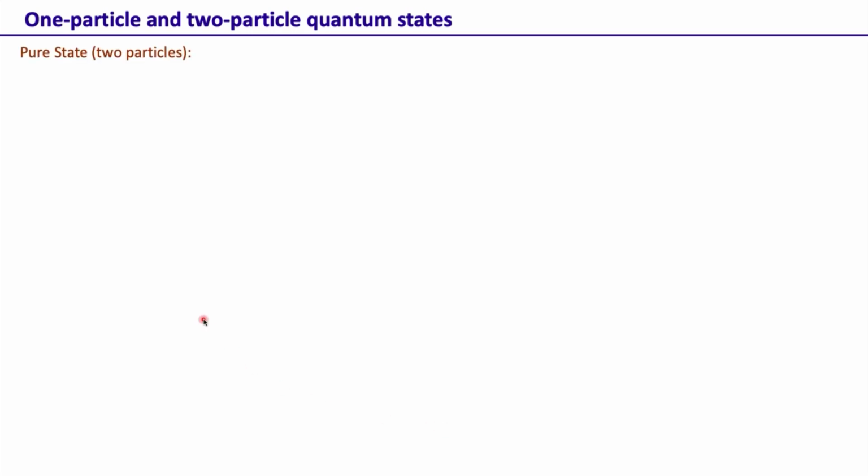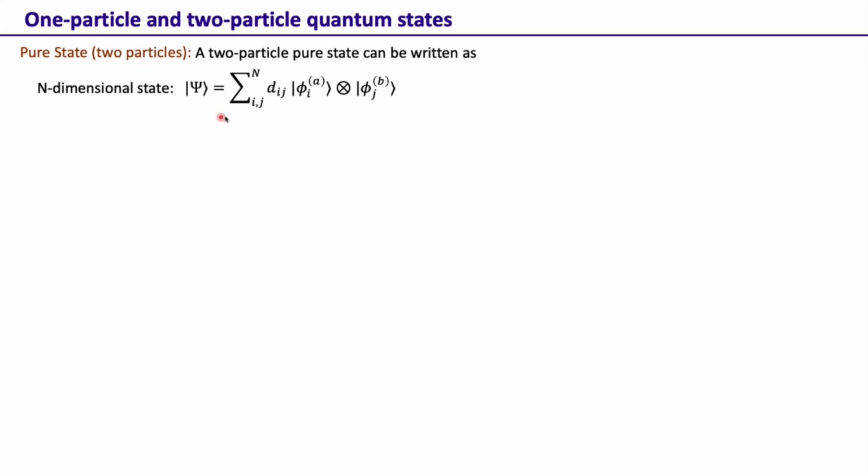Now let's go to two particles. We want to see what we mean by a pure state of two particles, and similarly a mixed state of two particles. The concept is exactly similar to what we have for one particle. A two particle pure state can be written, let's say in a one dimensional system, like this. This is a two dimensional summation: sum of D_ij phi_i A tensor product phi_j B. A refers to the first system or first particle, and B refers to the second particle. Phi_i is the basis states for the first particle, and phi_j B is the basis states for the second particle.